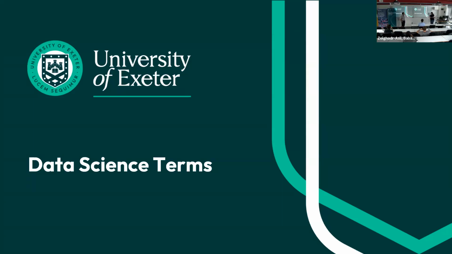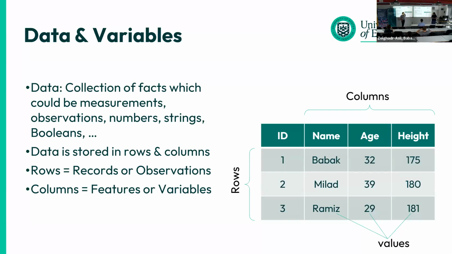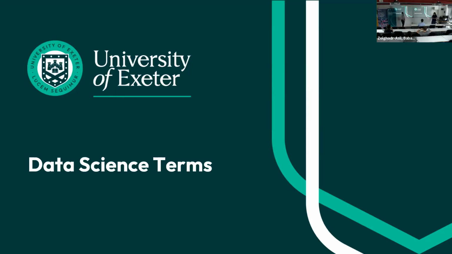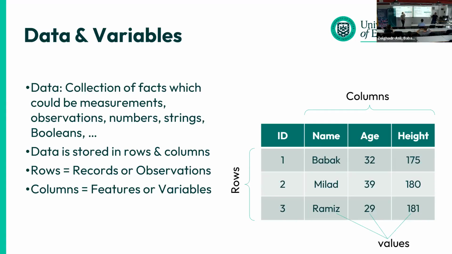So, when we're talking about data science, there are some terms that you may hear in some of the podcasts and papers, and you want to understand about these terms. We're going to briefly discuss this. So, mainly about data. What's data? Oh, good. Very good question. Data is a collection of facts or some kind of measurements, observations, numbers, strings, booleans, and data could be inside of some kind of rows and columns. Rows are records, observations, and columns are features and variables.